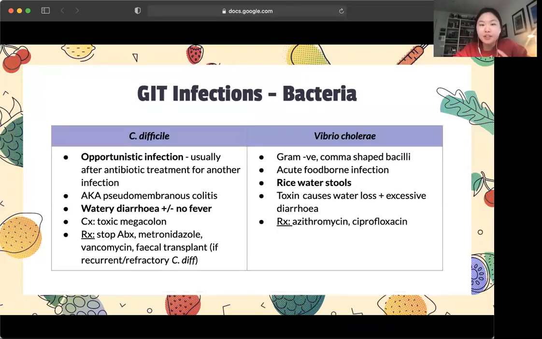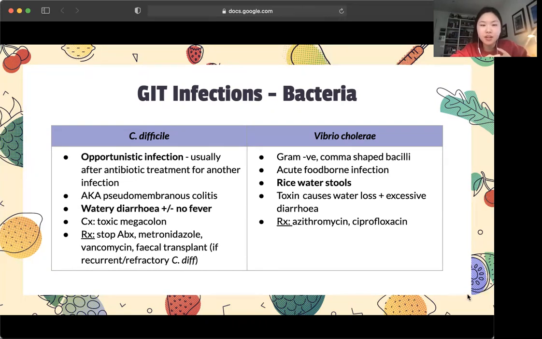C. difficile is very important because it's an opportunistic infection, usually happening after antibiotic treatment for a different infection. It's also called pseudomembranous colitis, basically watery diarrhea with or without fever, depending. Your treatment is to stop the antibiotics they're on and give them metronidazole, vancomycin, and a fecal transplant.